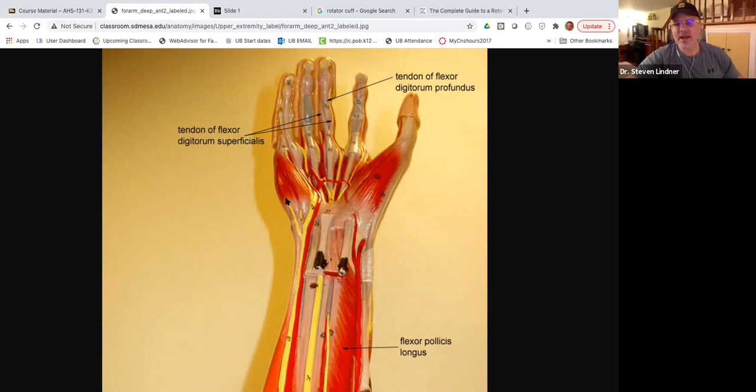On the pinky side, there's OAF. There's an opponens digiti minimi. Digiti minimi means pinky. There's an opponens digiti minimi, an adductor digiti minimi, and a flexor digiti minimi. So we call them OAF muscles. That makes up the thenar pad and the hypothenar pad.